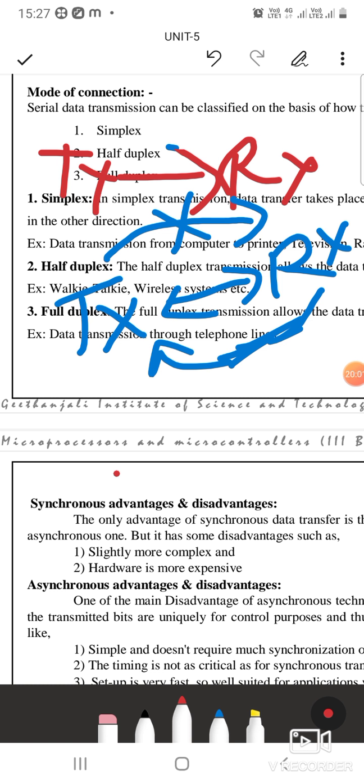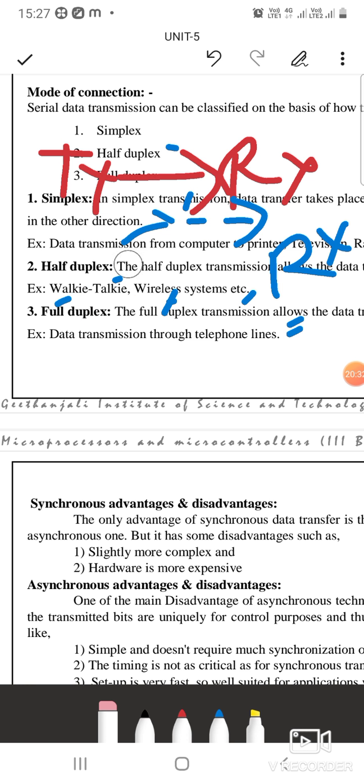So simplex, half duplex, and full duplex are the three modes of communication. In simplex, only one way of communication is there, with one transmitting end and one receiving end. In half duplex, both can transmit and receive, but not simultaneously. In full duplex, both can perform transmission and reception at the same time. So those are three different modes of communication.